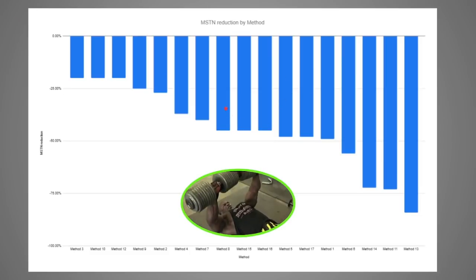All right, so I hope that answers that question. 5 hard sets per muscle in one workout session is all you need to maximally drop myostatin mRNA and activity for at least the next 24 hours. All right, I'm out of here.